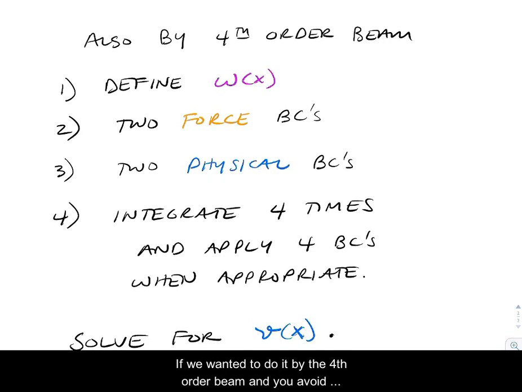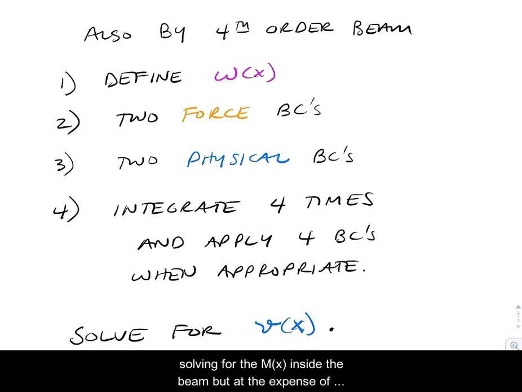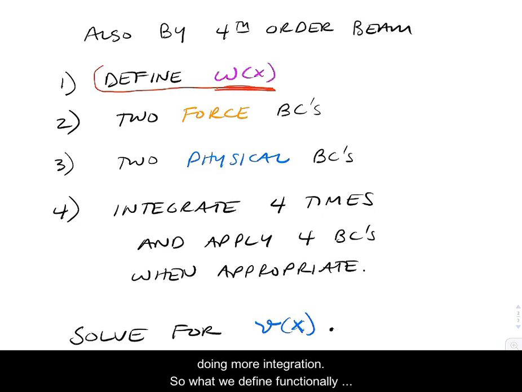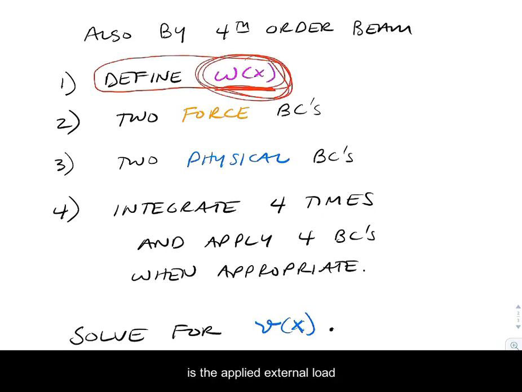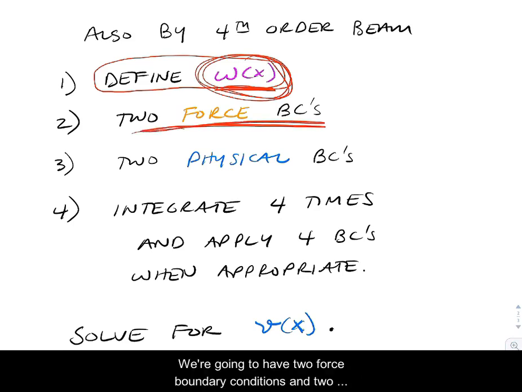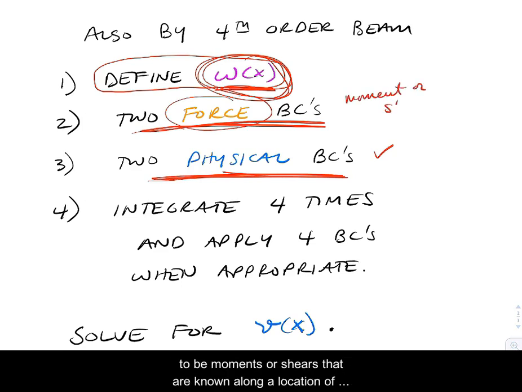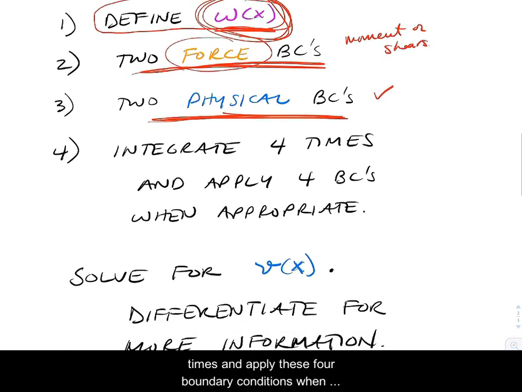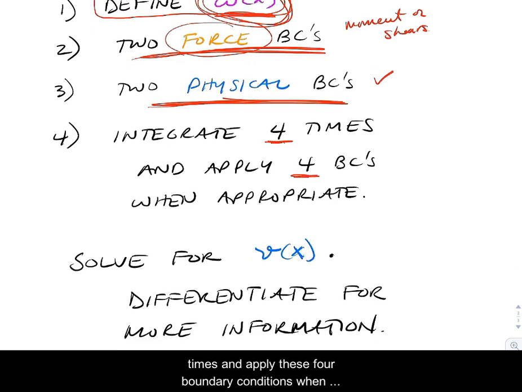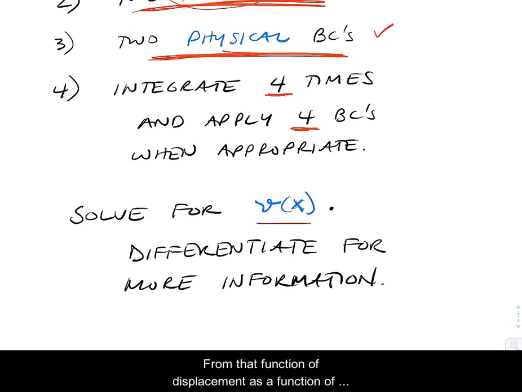If we wanted to do it by the 4th order beam equation, we can avoid solving for the M of x inside the beam, but at the expense of doing more integration. So what we define functionally is the applied external load, the distributed load on the beam. We're going to have 2 force boundary conditions and 2 physical boundary conditions. So these again are based on the blues, so either displacement or slope. The forces are going to be moments or shears that are known along the location of the beam. And we would integrate this 4 times and apply these 4 boundary conditions when appropriate. Solve for v of x.